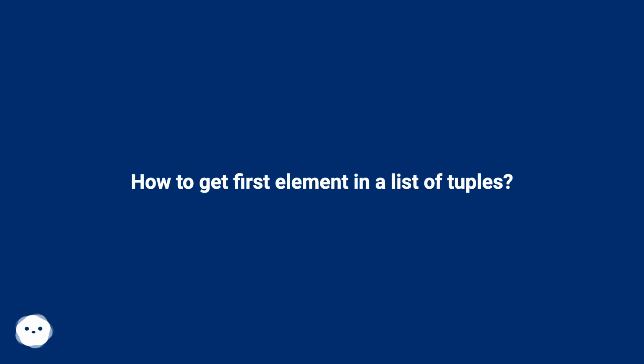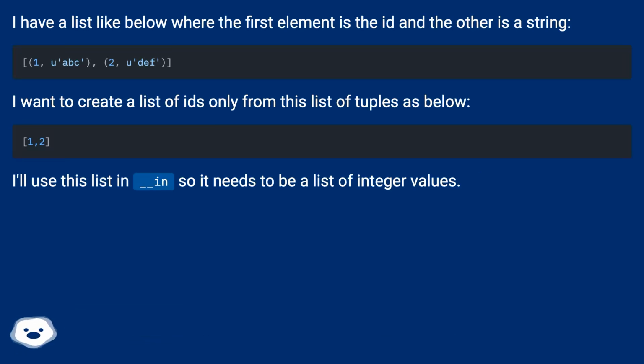How to get first element in a list of tuples. I have a list like below where the first element is the ID and the other is a string. I want to create a list of IDs only from this list of tuples as below. I'll use this list in __in, and so it needs to be a list of integer values.